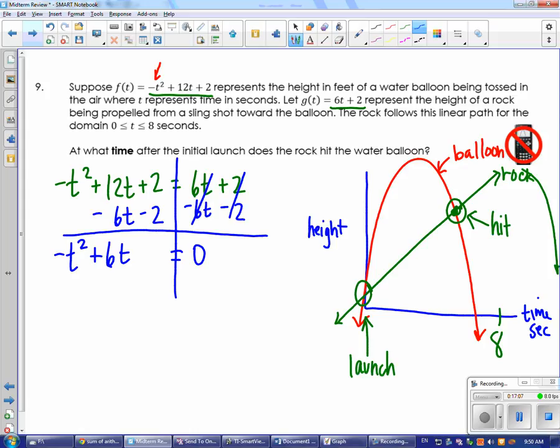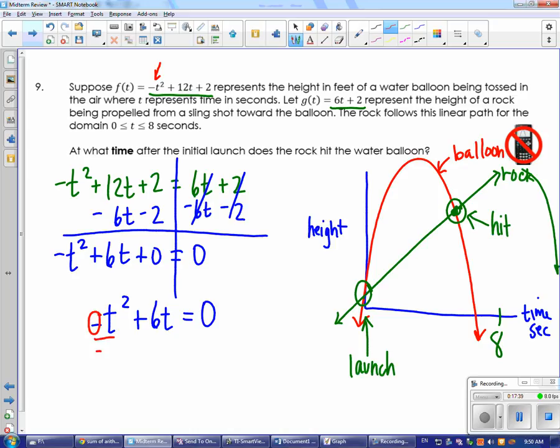Now remember, this is the non-calculator part of the test. So you do need to be able to solve this quadratic equation. And basically, my c value is 0. The easiest thing to do here is to think about the greatest common factor. So if I have negative t squared plus 6t, and that's equal to 0, I want to see if there's anything in common that I can factor out. And what I notice is that both of these terms involve a t. So that means I can factor a t out. The other thing I'm going to want to do is factor out that negative.